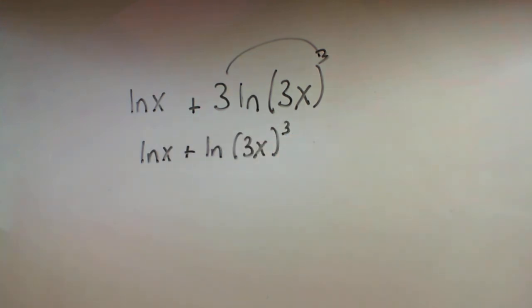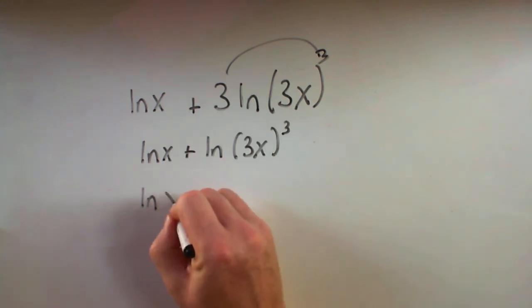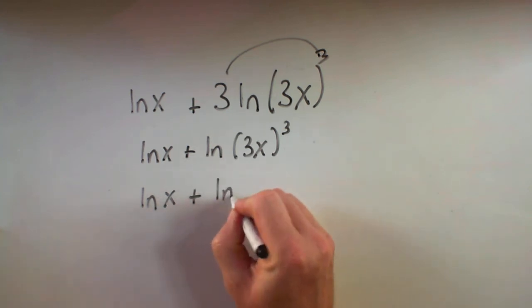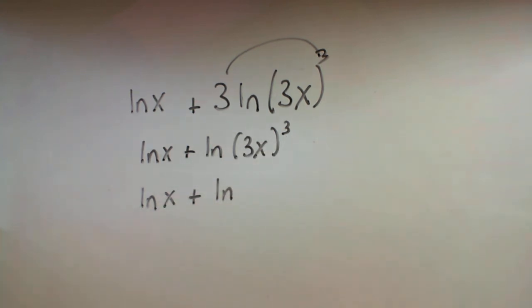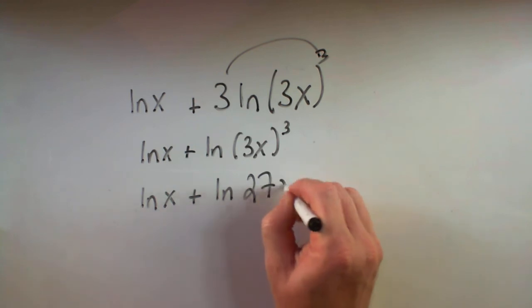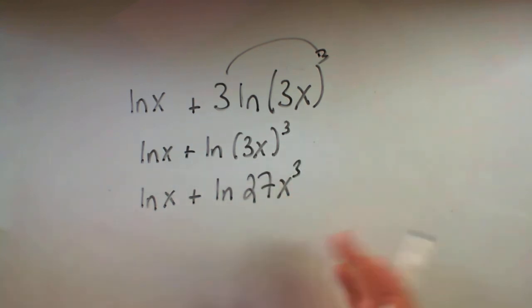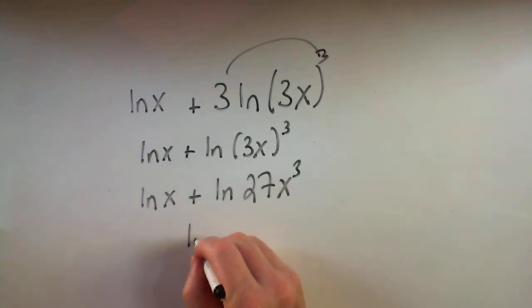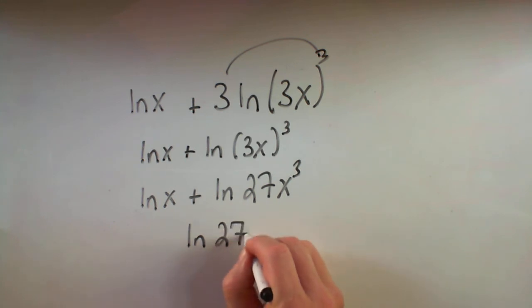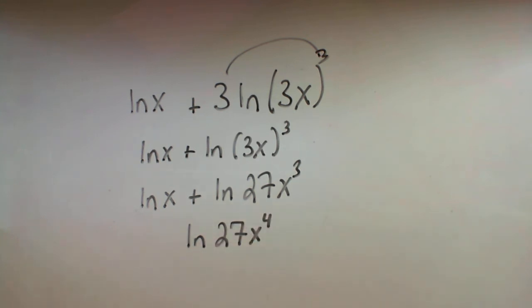Now this is a place where a lot of students make a mistake. This 3 needs to be applied to both the 3 and the x. So this becomes natural log x plus natural log, 3 times 3 is 9, times 3 again is 27x cubed. I can then combine these two and get natural log of 27x to the fourth.